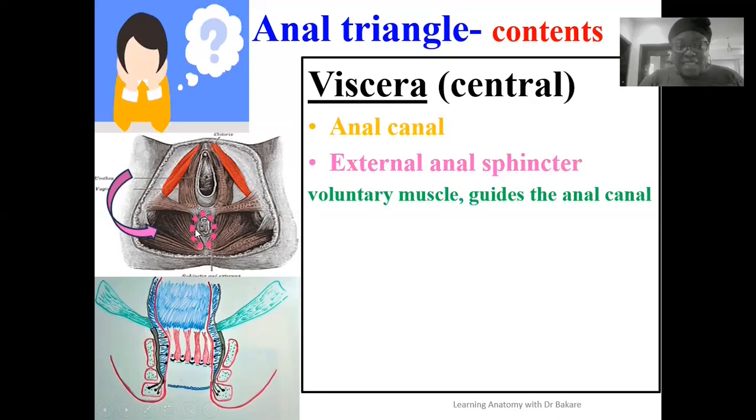If you try to extract this central structure, which is structurally seen to contain the anal canal and its surrounding external anal sphincter, this is the kind of configuration that I'll be showing down here.